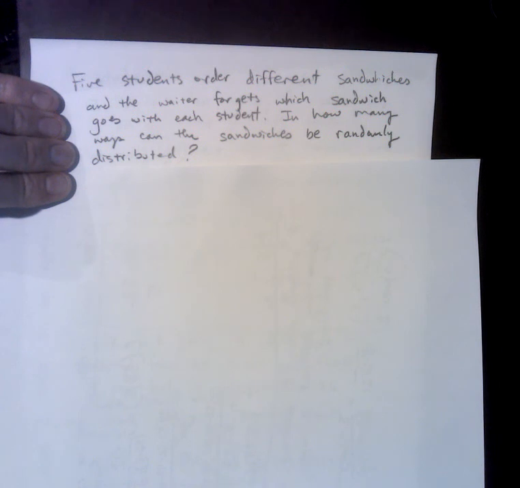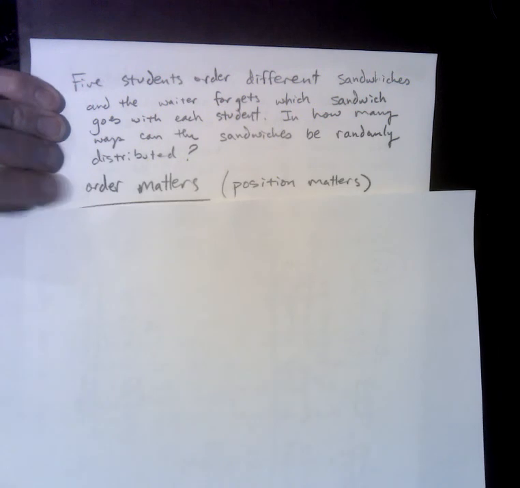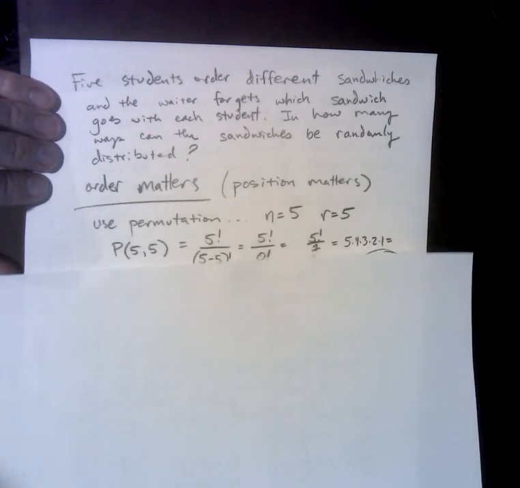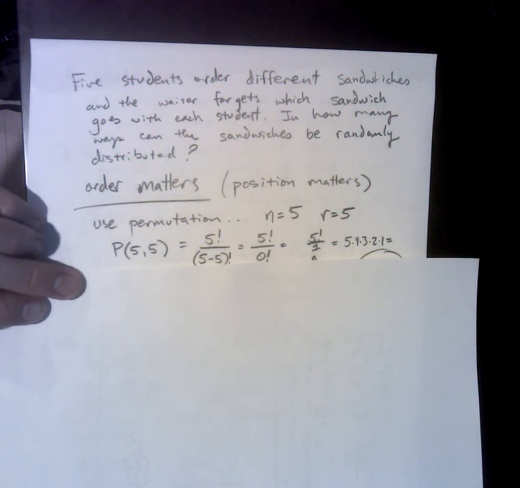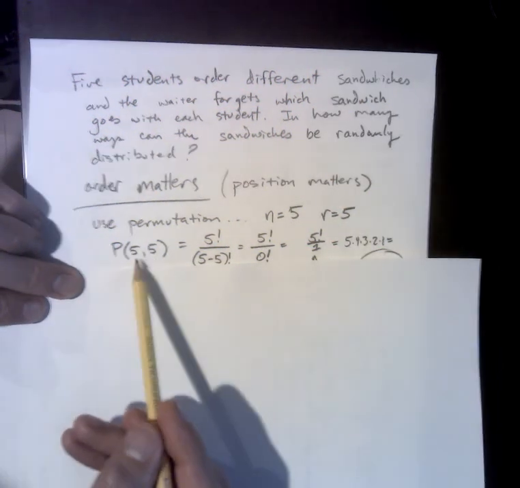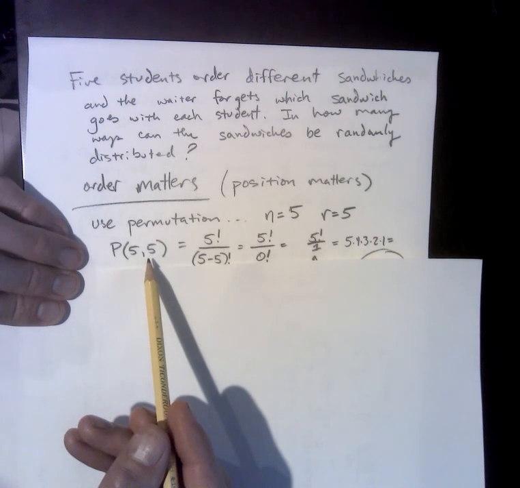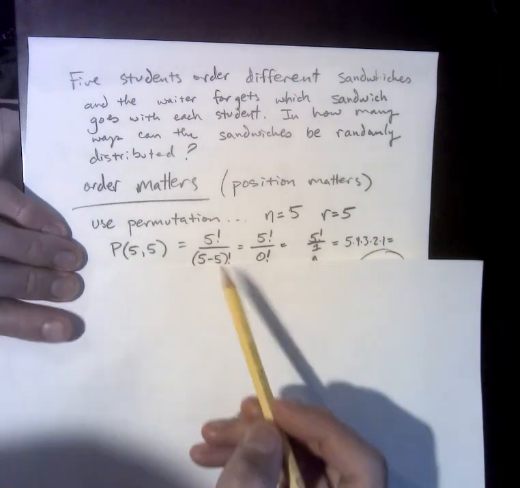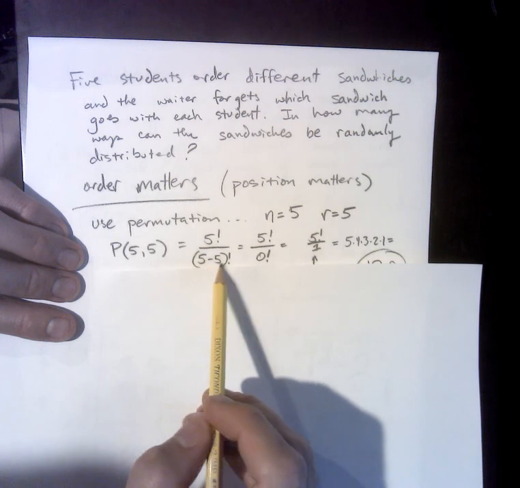So in this case, order matters. The order in which the waiter puts the sandwiches down on the table makes the difference. So this is a permutation problem. We're going to use the permutation formula. Now, this is a bit strange. The n and the r are the same. Waiter has 5 sandwiches and he's got to select and order all 5 of them. So we get, the strange part here is that denominator. 5 minus 5, n minus r comes out to be 0.